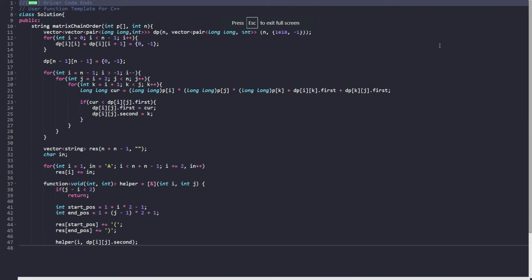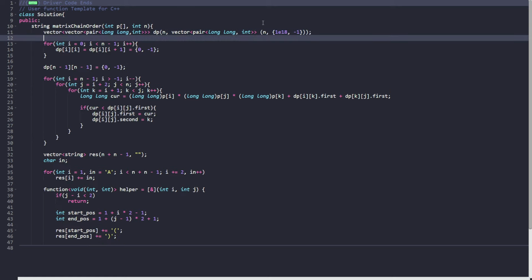So what I'm doing is, first of all, I'm creating a double dimensional vector, and the input data type is long comma integer. So long is going to denote the number of operations and integer is going to denote the dividing point, right? I've initialized all of them with 10 to the power 18 and -1.